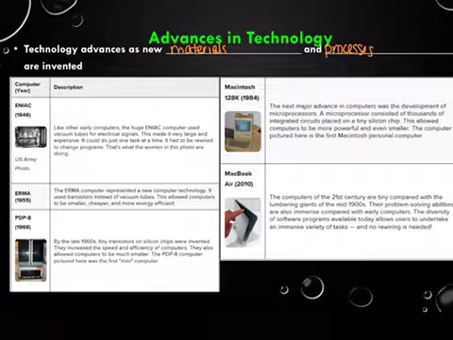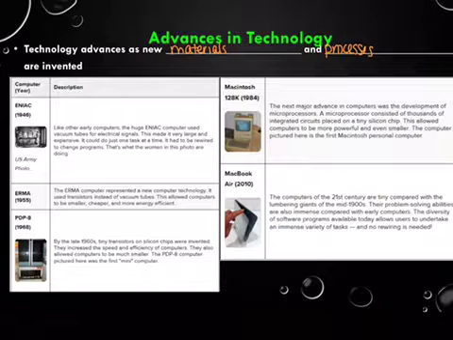It was huge. It used vacuum tubes for electrical signals. This made it very large and expensive. It could do just one task at a time and had to be rewired in order to change programs. And in this picture, if you look closely, that's what those women are doing.